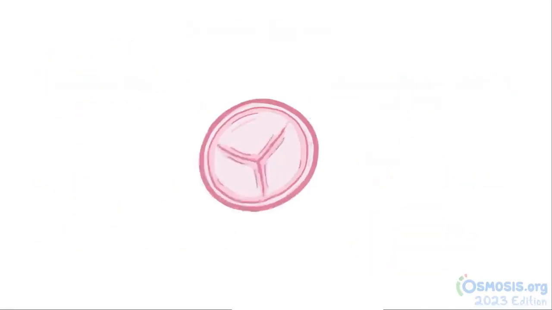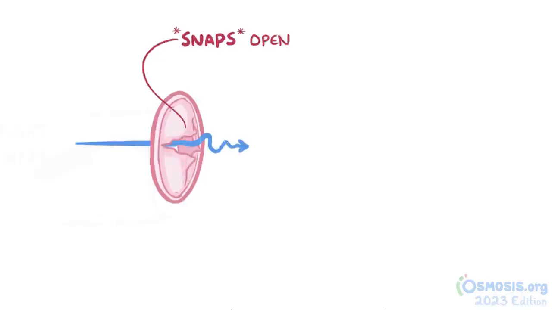Because it's kinda hard to open, when the right ventricle tries to eject blood, it resists for a split second and then finally snaps open, and this causes a characteristic ejection click.